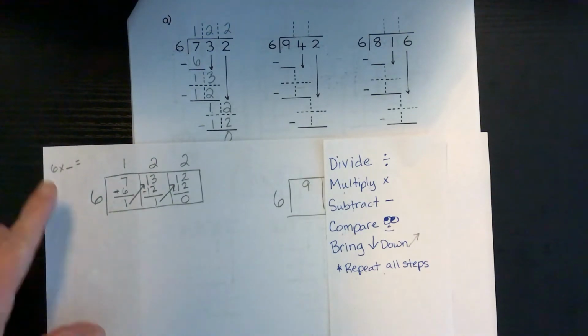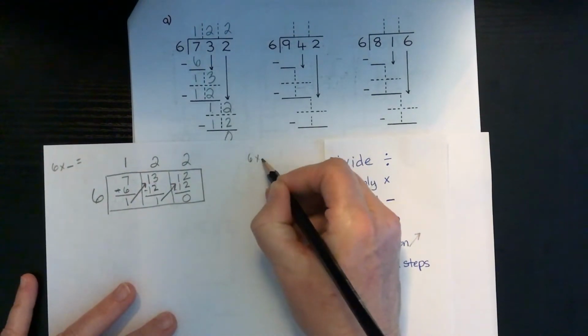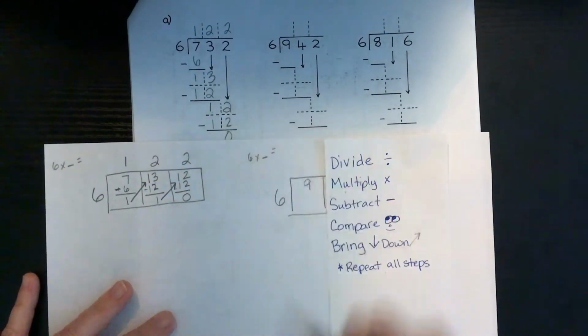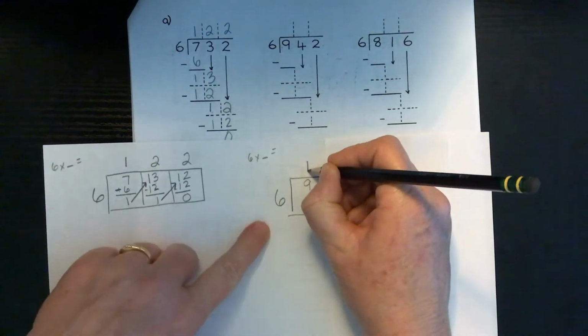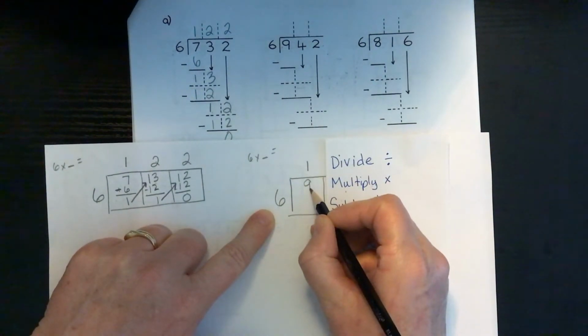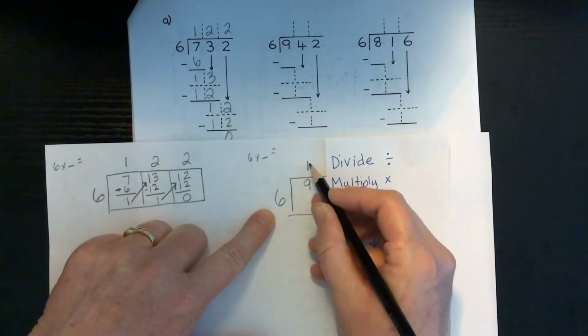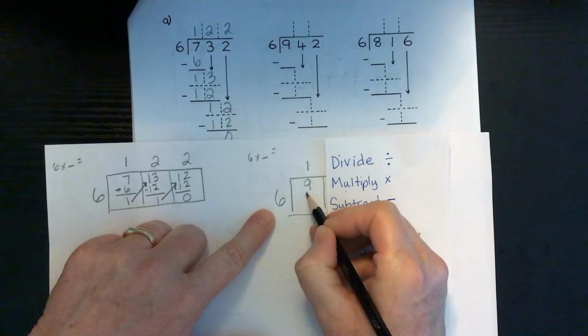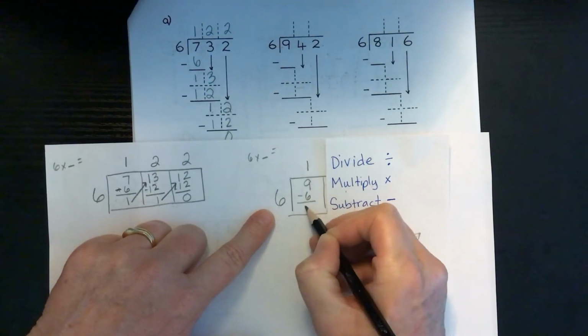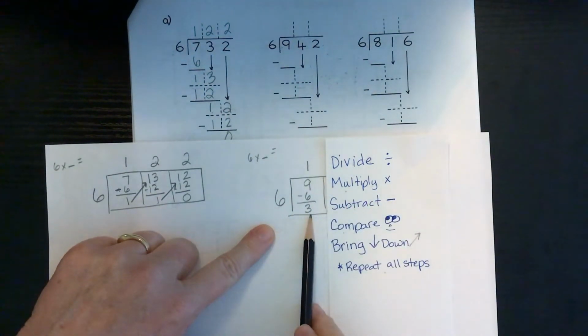So I'm still thinking 6 times what? That's my division. Gets me as close to 9. So, figure that out. Hopefully you put 1. Because I can't get any closer to 9 than 6. If I had a 2 here, that would have been a 12, and that's too big. So 1 times 6 is 6, and I can subtract, and I can see I'm going to get a 3.